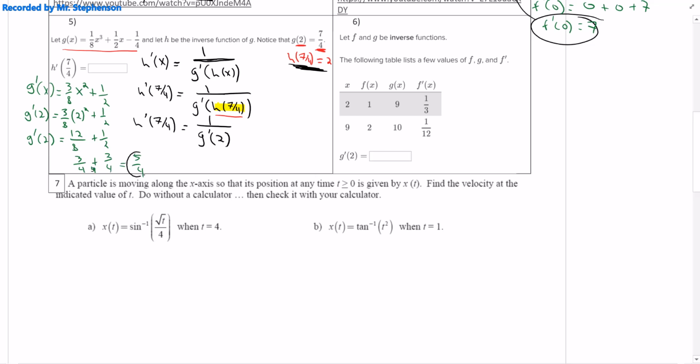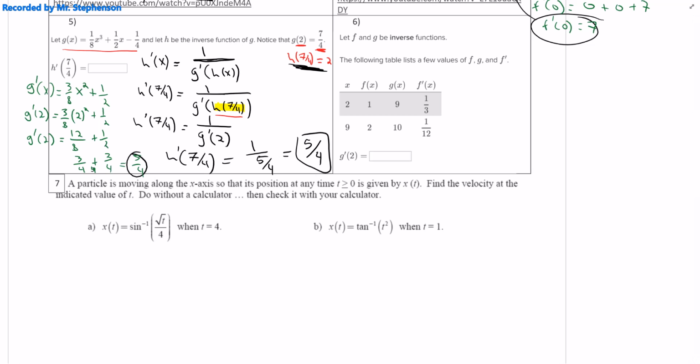So now I know g prime of 2 is 5 over 4. So h prime of 7 over 4 is going to be 1 over 5 over 4, which, dividing by a fraction is the same as multiplying by the reciprocal. So I should get 5/4 on that.